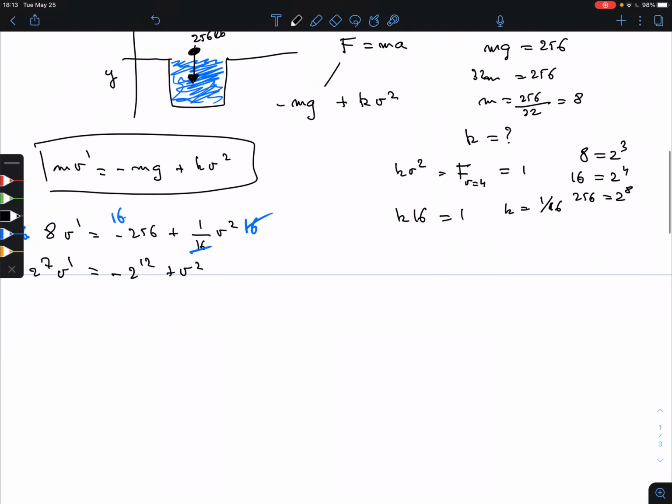Okay, so bring the v's to one side and the t's to the other side, but for the t's there's nothing, so everything can be brought to the other side, and we get 2 to the 7th dv over v squared minus 2 to the 12th equals dt. Okay, now we integrate. I'm sure you don't like the fact that I write this 2 to the power 12. That might throw you off. If you don't like it, spell out what it is.